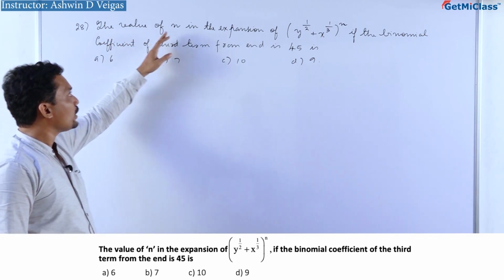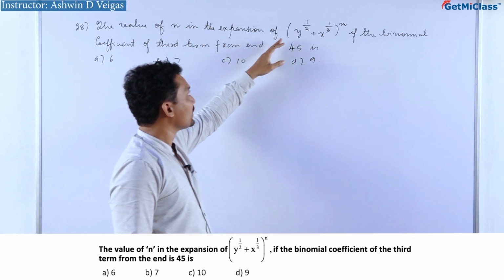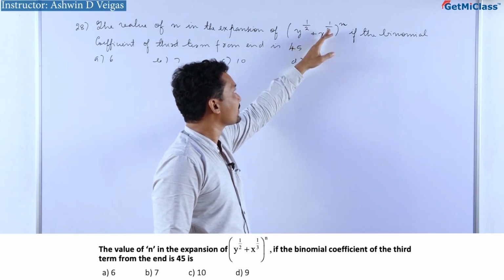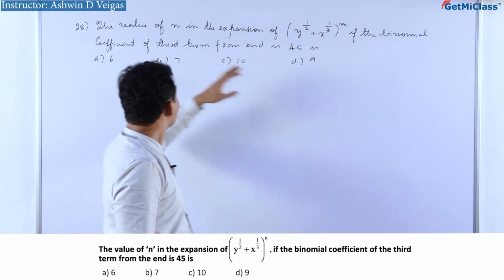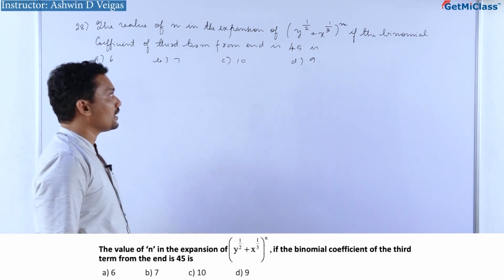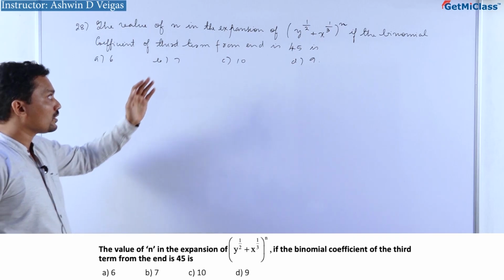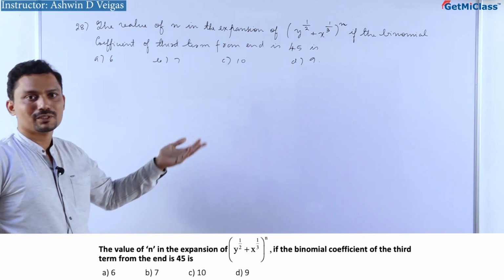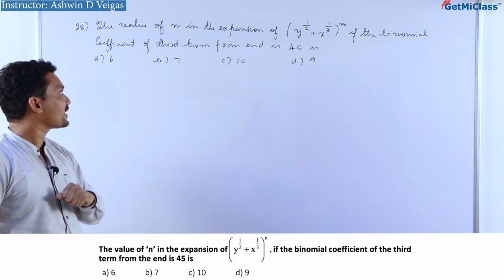28th question: find the value of n if in the expansion of (y^(1/2) + x^(1/3))^n, the binomial coefficient of the third term from the end is 45. Now, first if you note one thing, then it becomes a very simple problem, maybe just a 10-second problem.